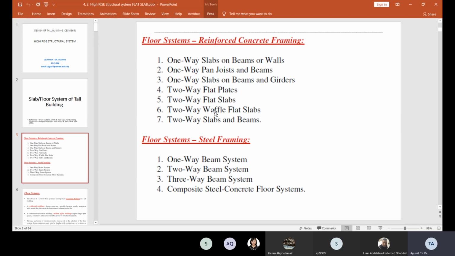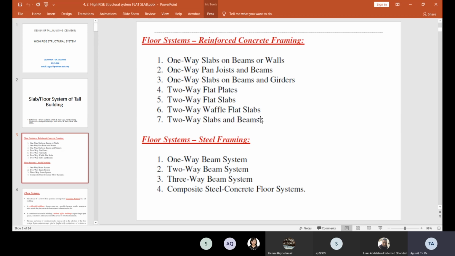Okay, and also we have the two-way waffle flat slab. The waffle flat slab actually consists of small, thin beams, and the function of this waffle is to reduce the thickness of the slab. Okay, and then after that also the two-way slab and beam.